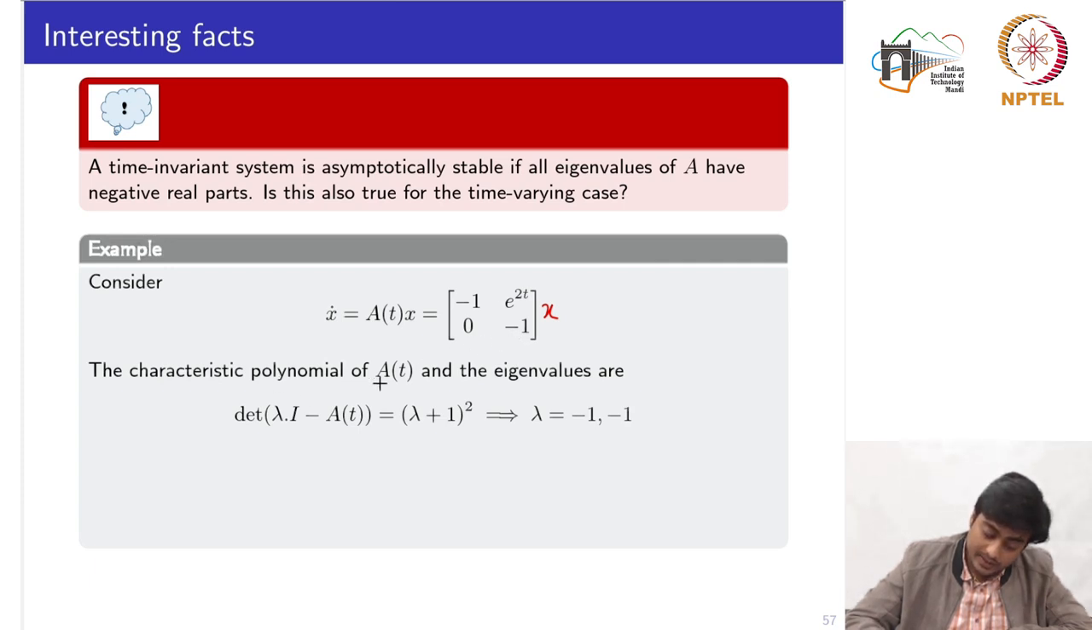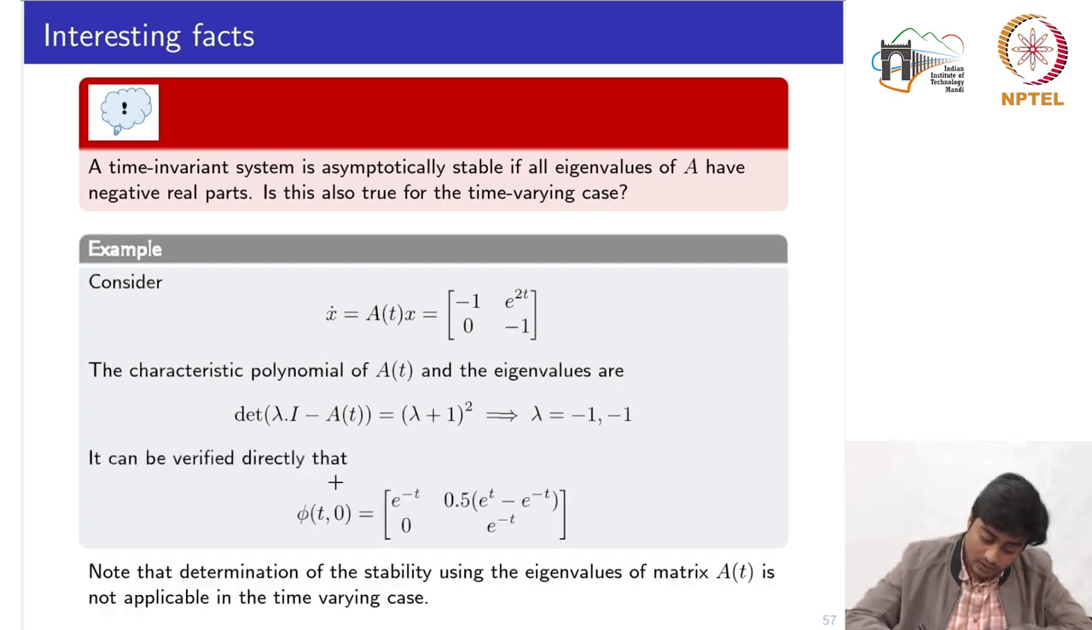Now computing the characteristic polynomial of this matrix A of t, it can be written as lambda I minus A of t. Finally this becomes the characteristic polynomial, and it is straightforward to see that the eigenvalues of this characteristic polynomial are at minus 1 and minus 1. So if I apply the eigenvalue test on the LTV system, it says that the system is a stable system because the eigenvalues are strictly on the left hand side.